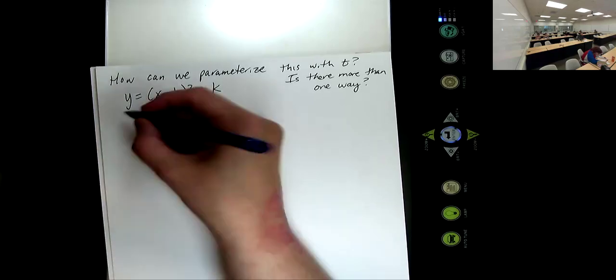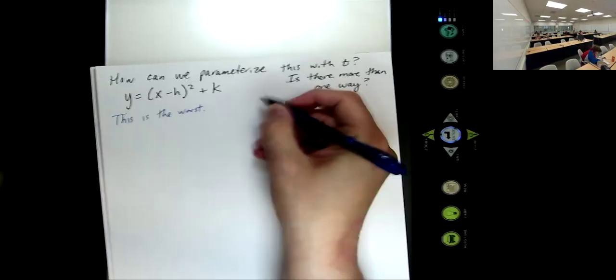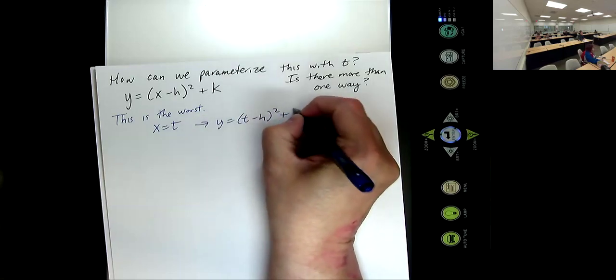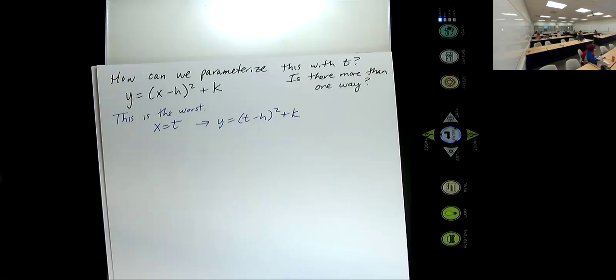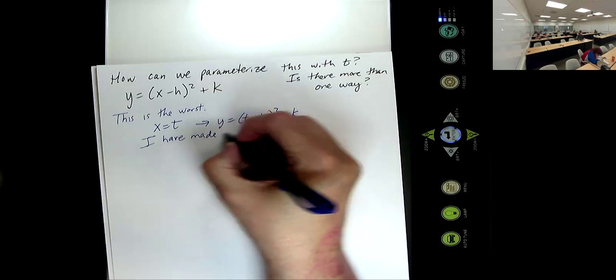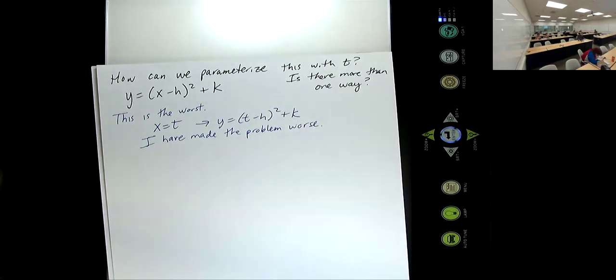Don't do this. This is a terrible parabola. This is the worst choice. x equals t, so y equals t minus h squared plus k. I have now effectively made x and y functions of t, but I didn't need to do that. The t doesn't help anywhere in this. I haven't helped any, I've made it worse, really, by taking one equation and separating it into two, and it doesn't really help.